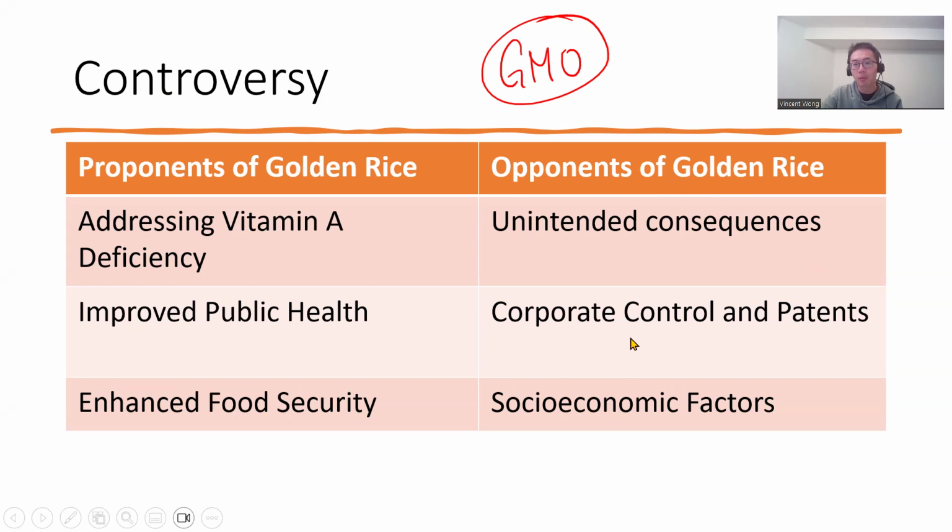There's also concerns about corporate control and patents. Obviously, these are very powerful biotechnology companies or sometimes pharmaceutical companies that are involved in creating some of these products. And so, if they patent everything, then there's a cost associated with it, right? Then maybe it becomes an affordability issue, right? Maybe the countries cannot really afford it, and maybe they're not going to be giving it out for free indefinitely, right? So there's also a socio-economic factor.